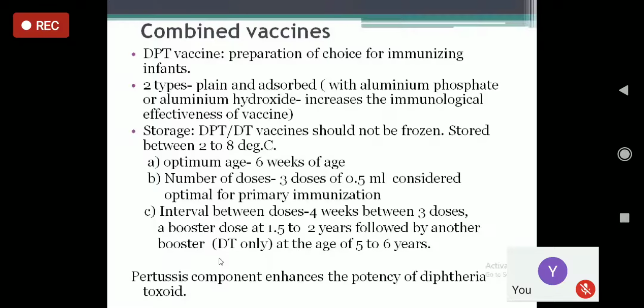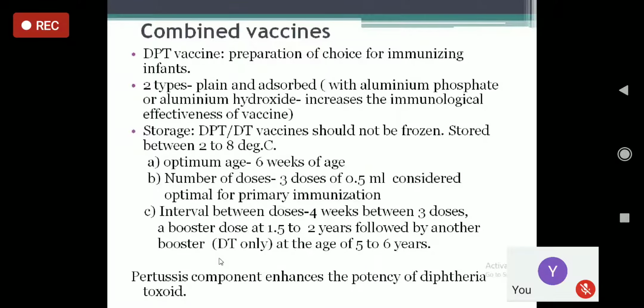But adsorbed means you just apply a certain substance around its surface, and that is adsorption. Here, in the DPT vaccine, while manufacturing it, aluminum phosphate or aluminum hydroxide is attached around its molecules. Now why is it done?